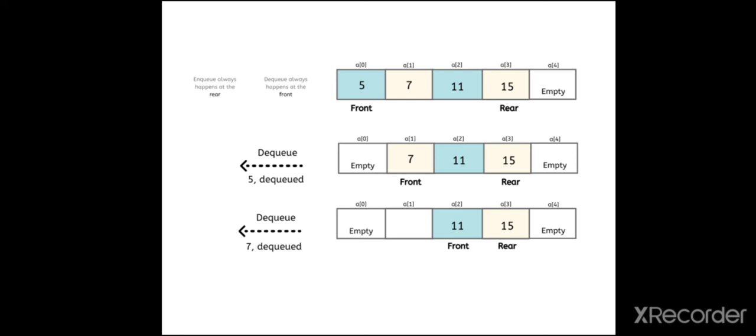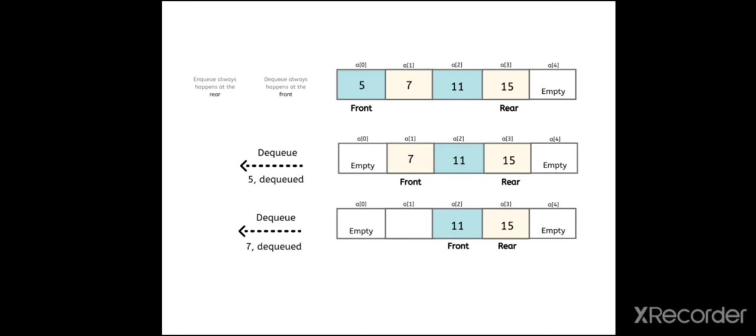See, in this example, you can see that enqueue always happens at the rear and dequeue always happens at the front. Now I want to delete an element 5. The number 5 is deleted. At that time, the front value will be incremented. That is, the front will be pointed to the 7, that is A of 1 position.